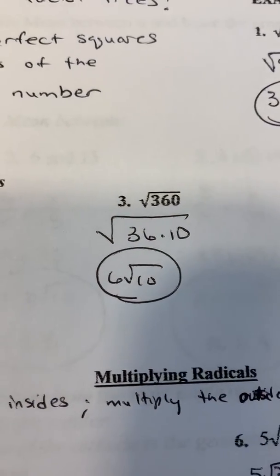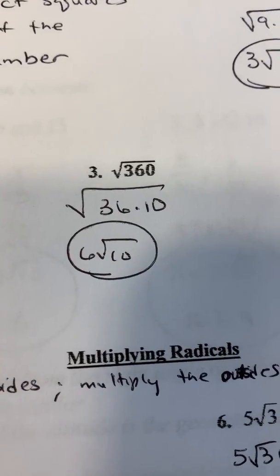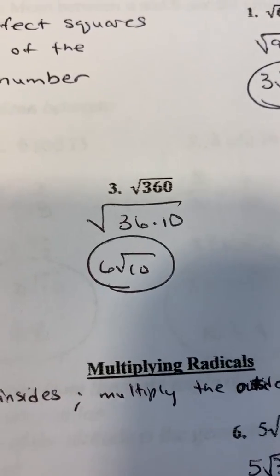Example 3, 360 is quite easily 36 times 10. Remember, anything that ends in a 0 is a multiplier of 10. 36 is an automatic perfect square that becomes 6 root 10.